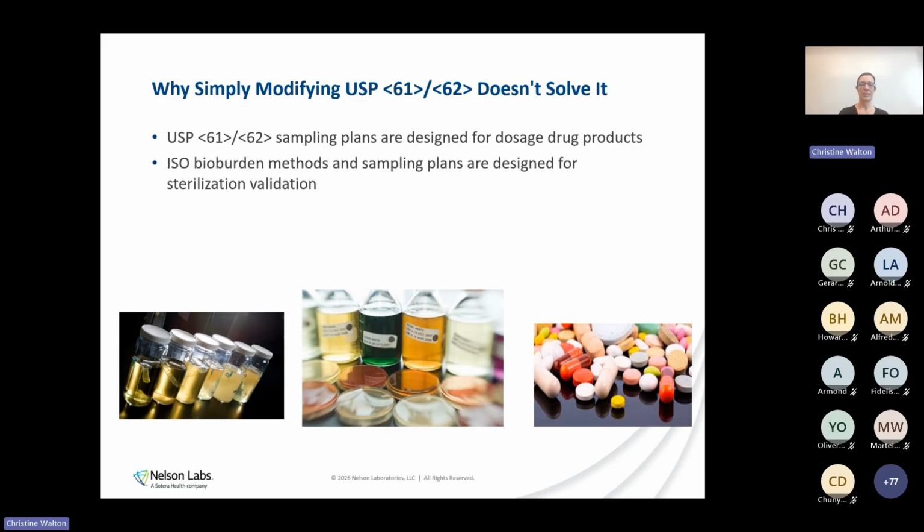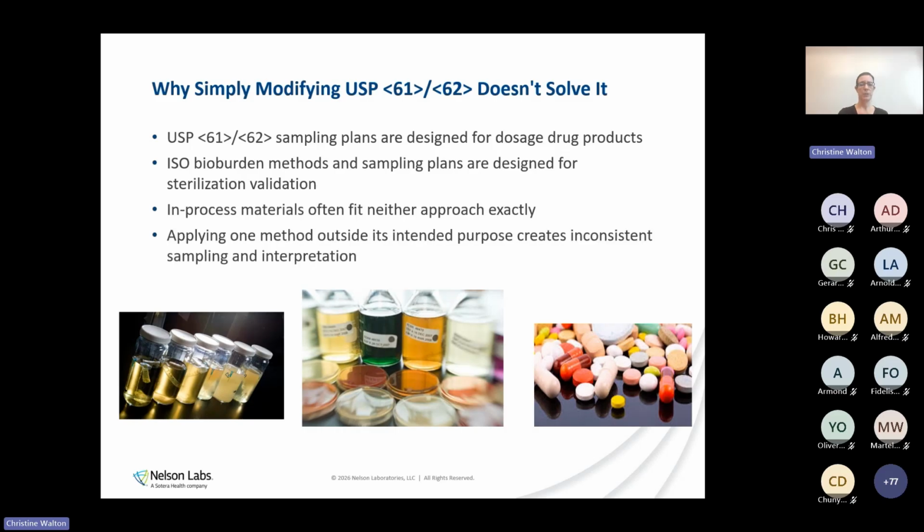However, if you have a product that doesn't fit into that just exactly, maybe you'll look at ISO. But those, again, have different sampling plans based on the intent of those tests. Because the intent of those is to help support sterilization validation, those sampling plans will be designed very differently. And again, these in-process materials tend to not fit any of the approaches exactly. So the risk we need to look at is that applying one method outside of its intent or its purpose creates inconsistencies, specifically with those sampling sizes.